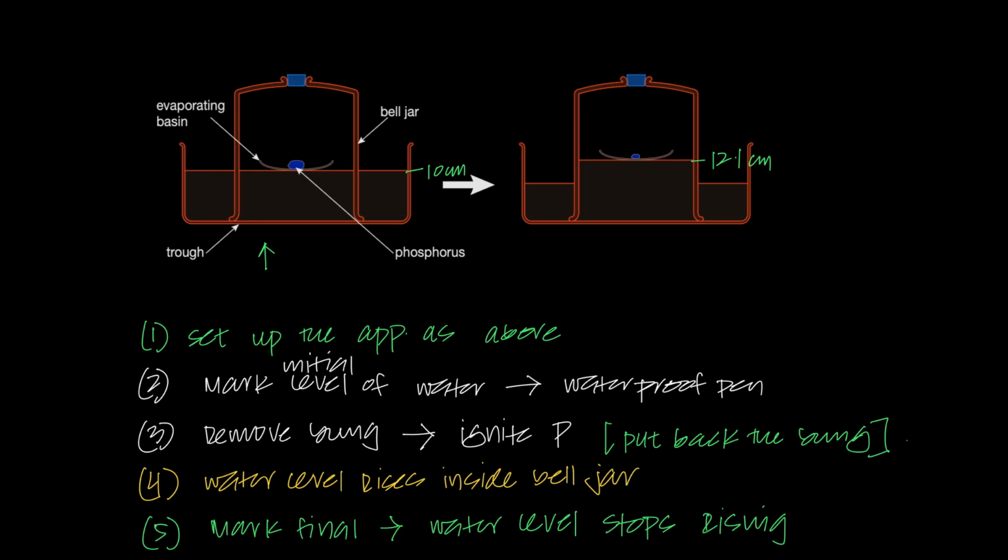Okay, so I've written the points, just for your understanding, that what you're going to do is set up the apparatus like so. There's this bung at the top. Obviously, you don't want the air to escape because I want to find out the percentage of oxygen, right?